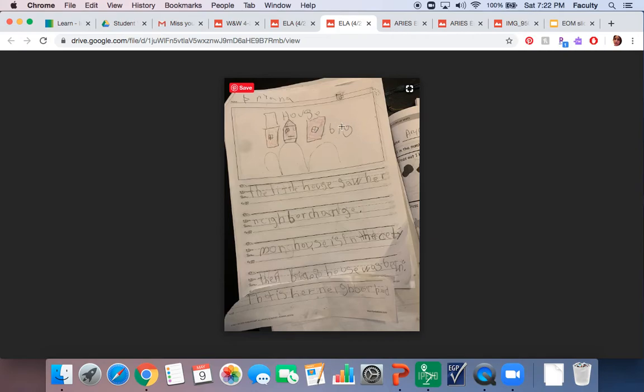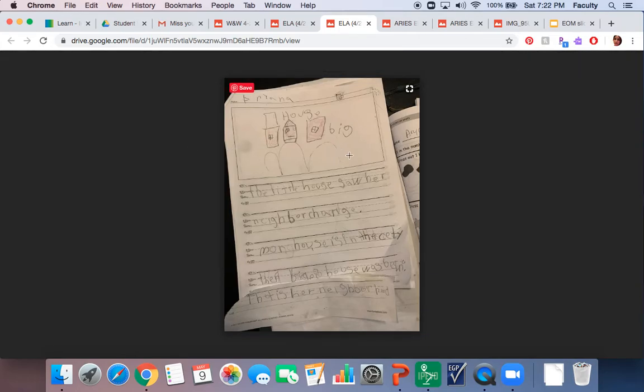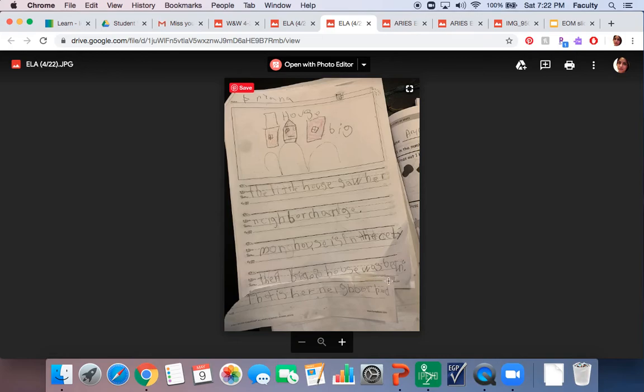I love how Ariana has her labels. Ariana, next time let's do 3 labels. You got 2, let's do 3. And let's do some more details in this beautiful picture, okay? So when we're doing our next paper, Ariana, I want to see more details, 3 labels, and keep it going because you're doing an awesome job.